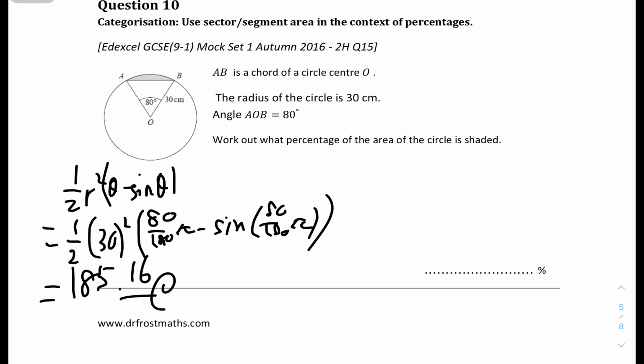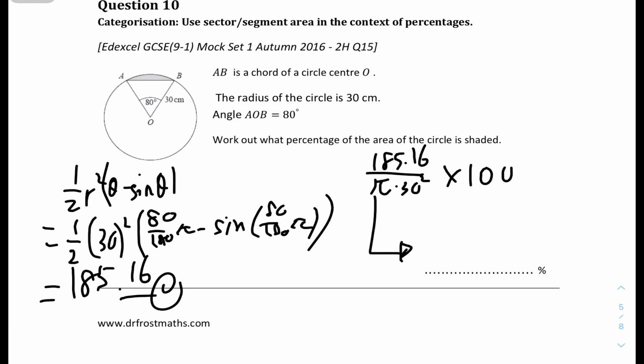185.16 is number 1. And to find the percentage, it will be this small area divided by the total area, times 100 to get the percent. So it'll be 185.16 divided by the total area of a circle, pi r squared, pi 30 squared, times 100, and this will get us the percent. This will get us a final value for question number 10 of 6.55, and that's the final answer.